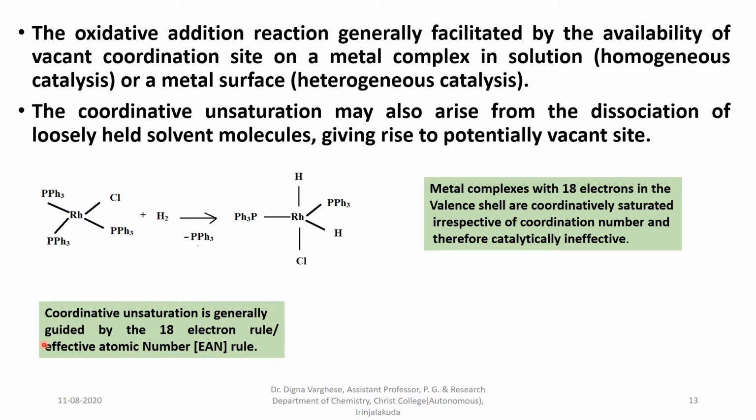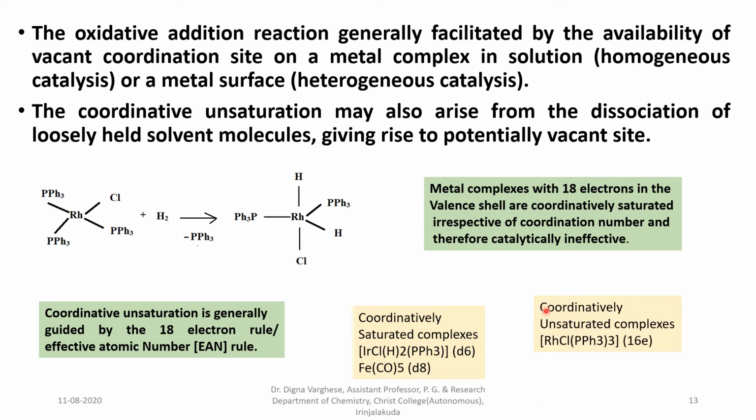Coordinative unsaturation is generally governed by the 18-electron rule, or the effective atomic number rule, that is the EAN rule. For example, coordinatively saturated complexes are IrClH2(PPh3)3, that is a d6 compound, and Fe(CO)5, a d8 compound. In this case, these are 18-electron complexes. Coordinatively unsaturated complexes are like the 16-electron Wilkinson catalyst.